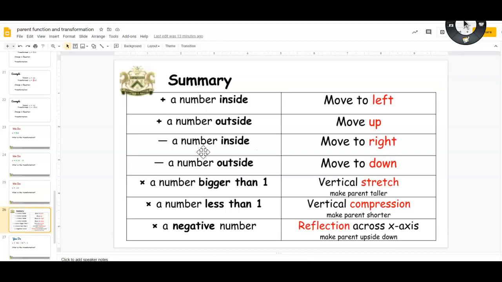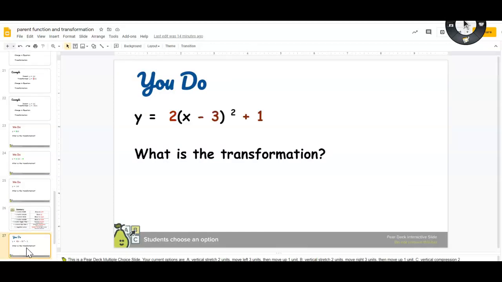So far we have learned all of the 7 transformations on your parent picture. If you add a number inside of x in your equation, you're going to move your parent picture to the left. If you add a number outside of the x, move up. Minus a number inside, move to the right. Minus a number outside, move down. Multiply a number bigger than 1, stretch. Multiply a number less than 1, compression. Multiply a negative number, reflection. Okay? So finally, let's do 2 examples.